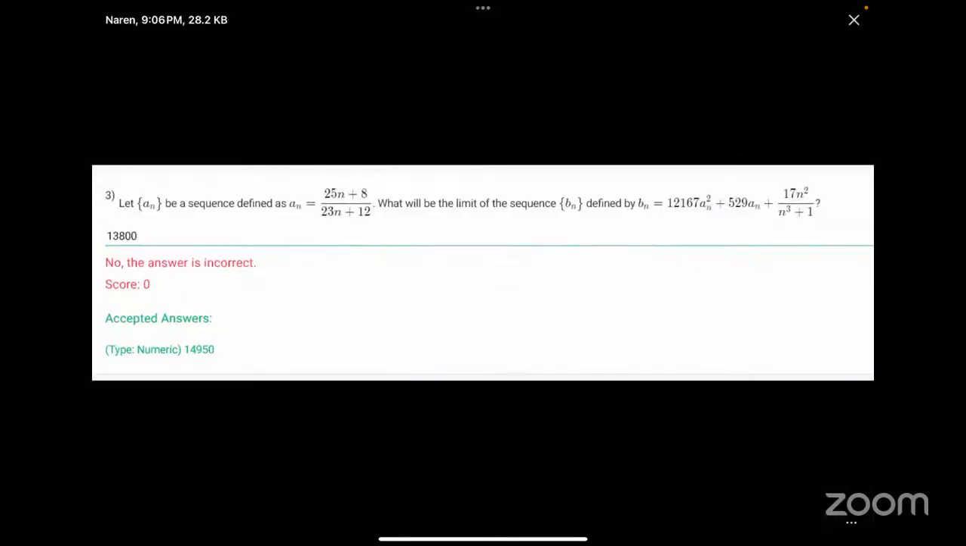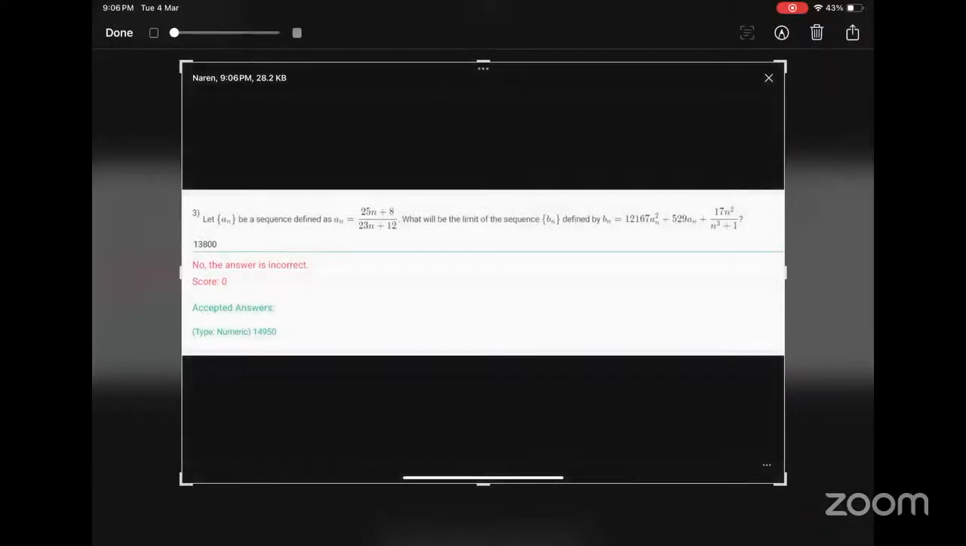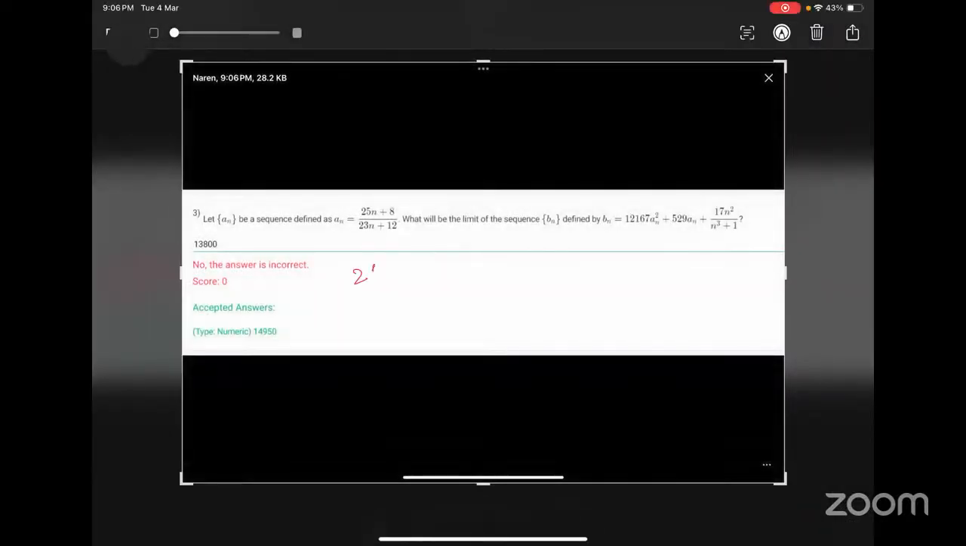Okay, so here we will get 25 by 23, the limit of n. Then we have to put it here. So the limit of bn will be 12167 into 25 square by. Ma'am, the screen is not fully visible. Can you make it smaller?